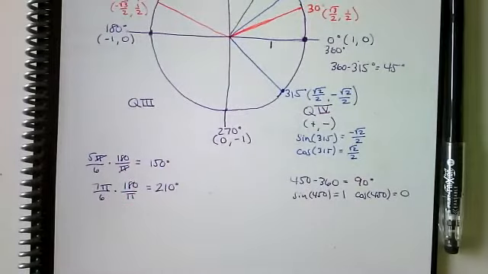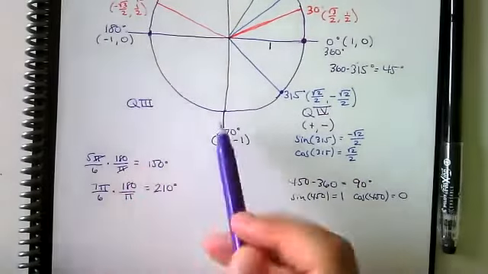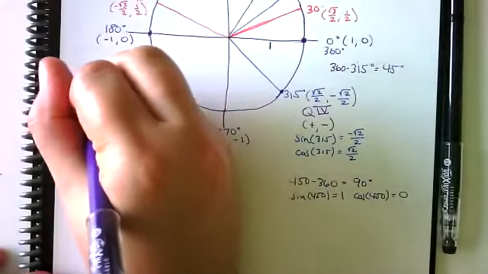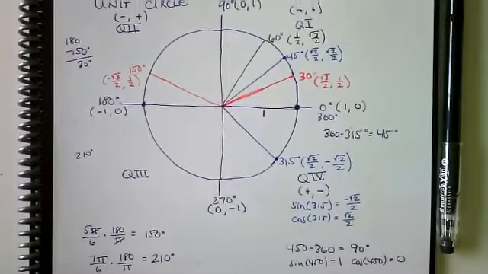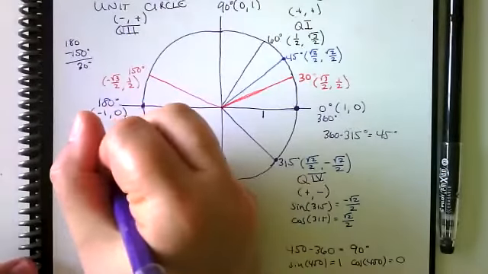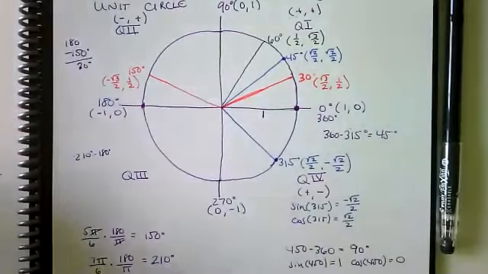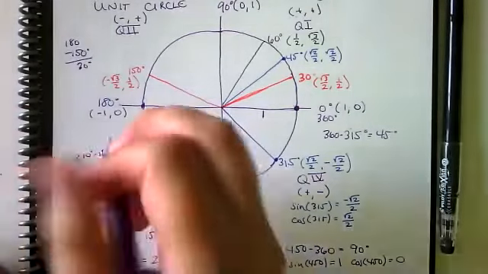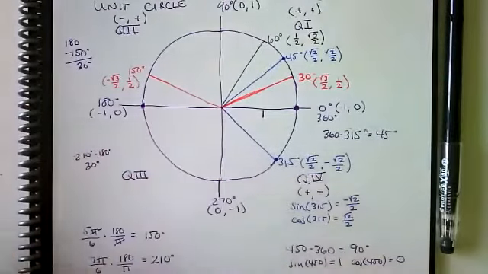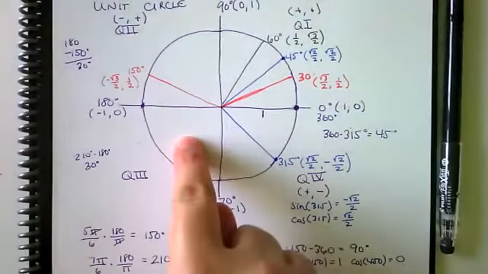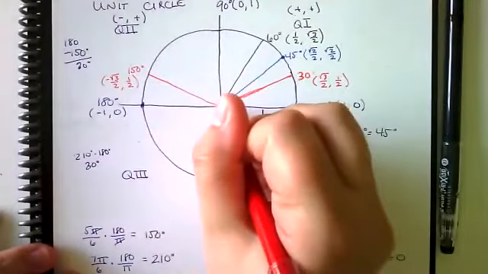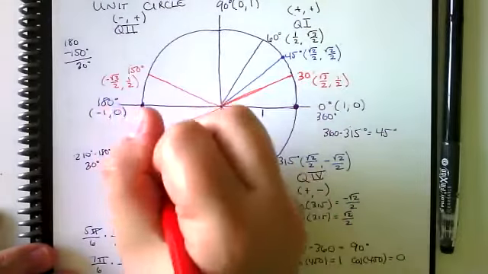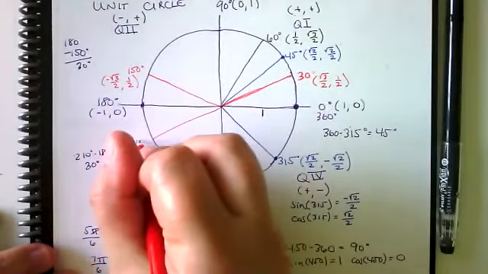Okay, so first let's figure out what quadrant we are in. 210 is between 180 and 270. So 210 is over here in quadrant 3. Now I need to find my reference angle. So I'm going to subtract 180, and I get 210 minus 180 equals 30. Okay, so again, I'm in quadrant 3. I'm looking at 30 degrees right there. So this is 210.